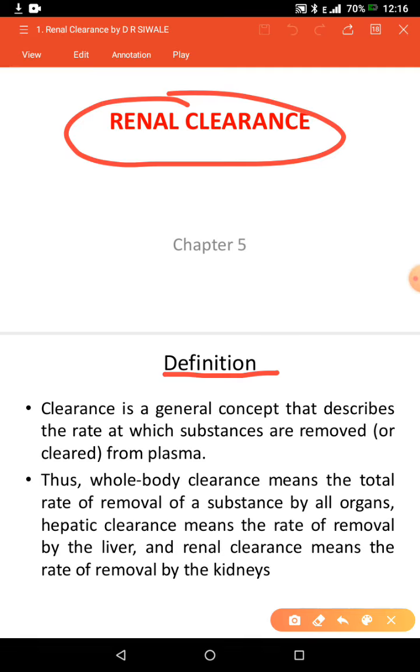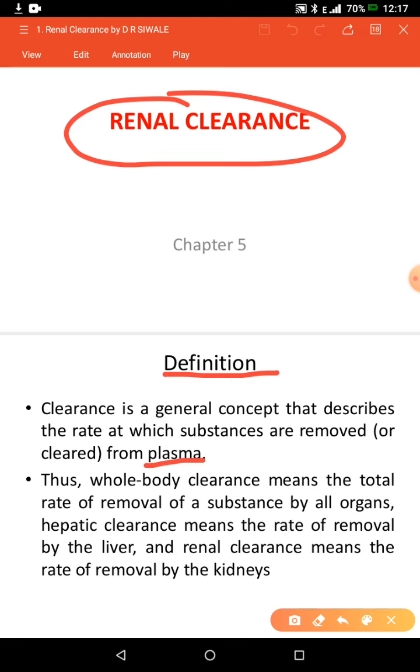Clearance is a general concept that describes the rate at which substances are removed from plasma, from blood. But here we are talking about plasma because plasma is the one that contains the dissolved substances. Therefore, body clearance means the total rate of removal of a substance by all organs. That is, hepatic clearance means the rate of removal by the liver. Renal clearance means the rate of removal by the kidneys.